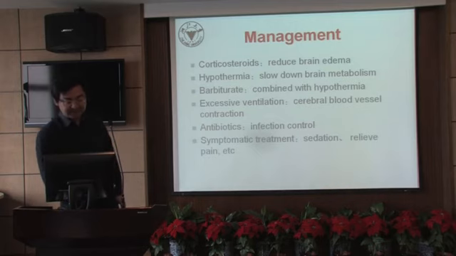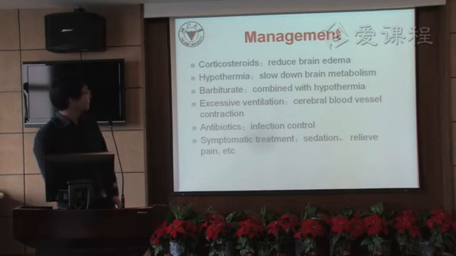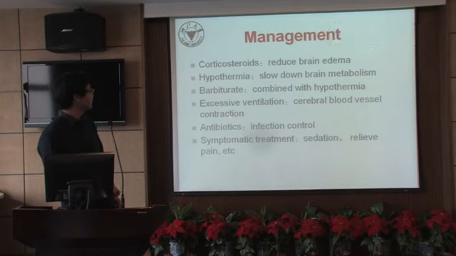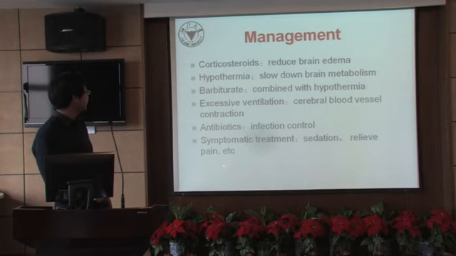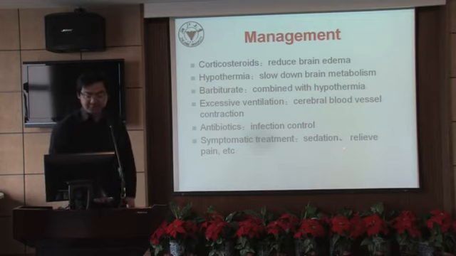Another management is corticosteroid. Corticosteroid reduces brain edema. Sometimes it's very useful. Hypothermia. Hypothermia can slow down brain metabolism. Barbiturate. Barbiturate is sometimes used combined with hypothermia. Excessive ventilation. Excessive ventilation can cause cerebral blood vessel contraction, which causes the CBF to decrease, and the intracranial hypertension decreases. Antibiotics. Antibiotics are used to control infection. And other management like symptomatic treatment, like sedation, and so on. So this is management of the intracranial hypertension.